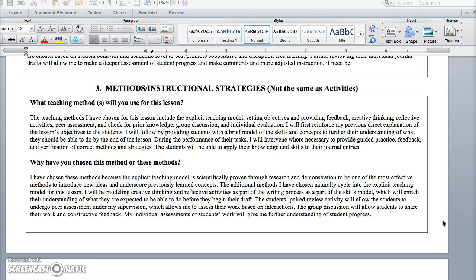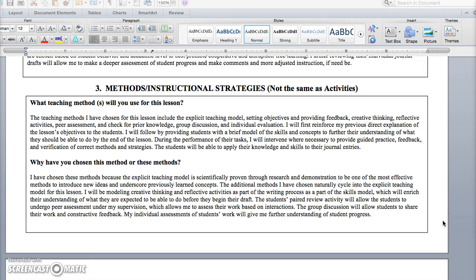During the performance of their tasks, I will intervene where necessary to provide guided practice, feedback, and verification of correct methods and strategies. The students will be able to apply their knowledge and skills to their journal entries. I have chosen these methods because the explicit teaching model is scientifically proven through research and demonstration to be one of the most effective methods to introduce new ideas and underscore previously learned concepts. The additional methods I have chosen naturally cycle into the explicit teaching model for this lesson.